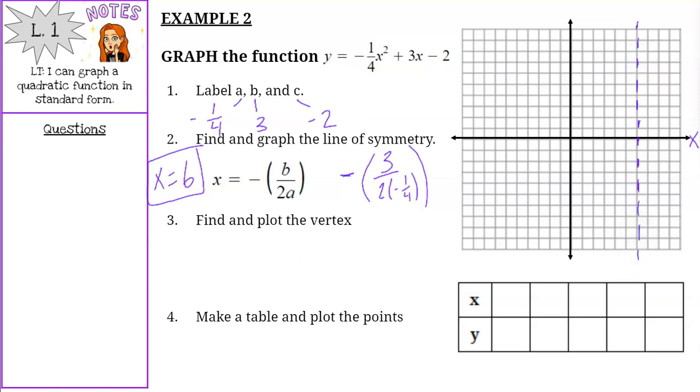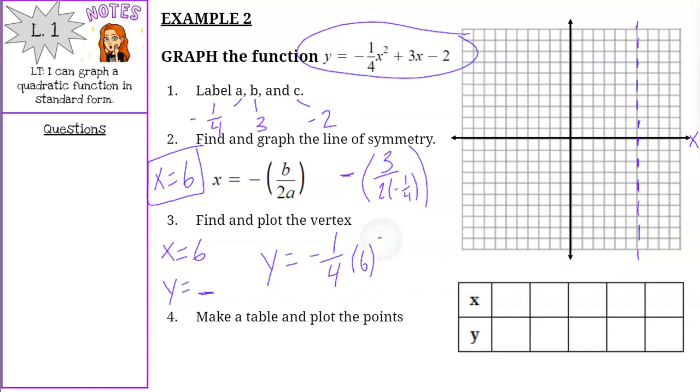Then I'm going to find and plot the vertex. So I know x equals 6. I need to figure out what y equals when x equals 6. So y equals negative 1/4. Remember, I'm plugging in 6 into my function where I see x. So I'm going to put 6 here, square it, plus 3 times 6 minus 2.